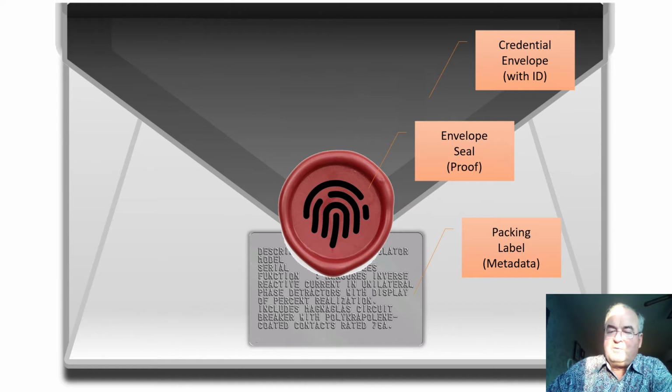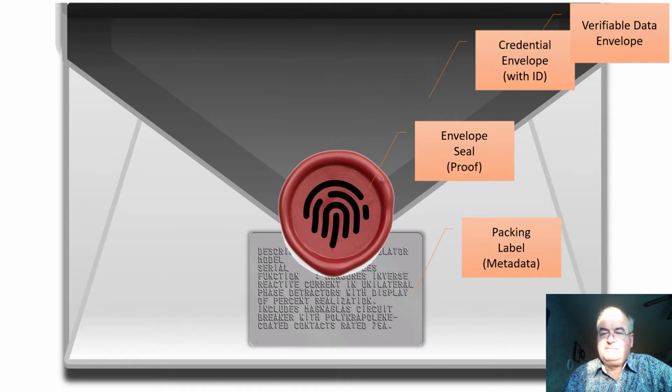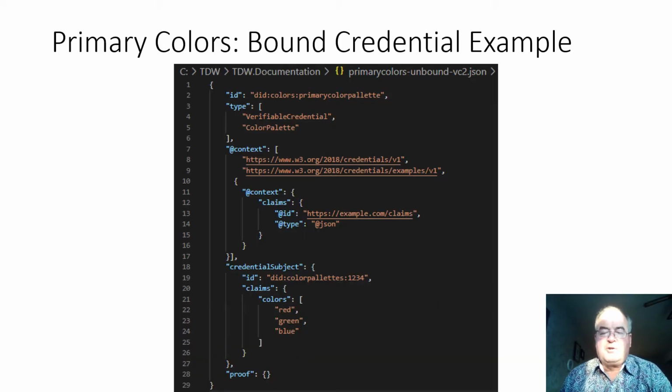On the outside of the envelope is a packing label, and that is secured or made verifiable, made trustful by the presence of an envelope seal. And so that concludes the overview. If you want to learn more, continue watching the presentation. And once we have all four of those elements together, we have an overview name for that called the verifiable data envelope.